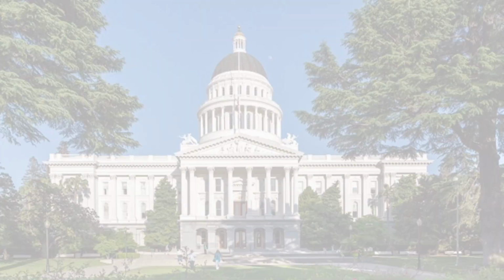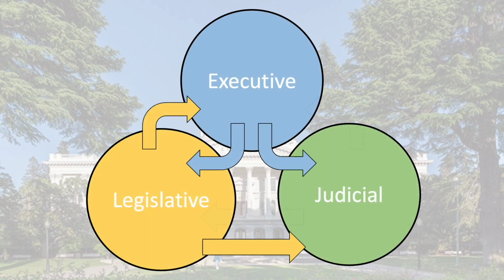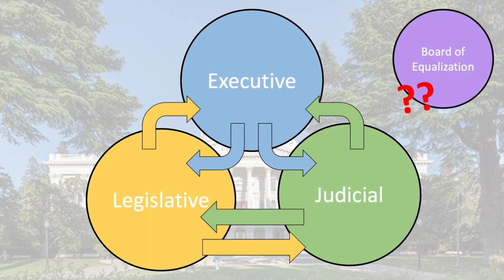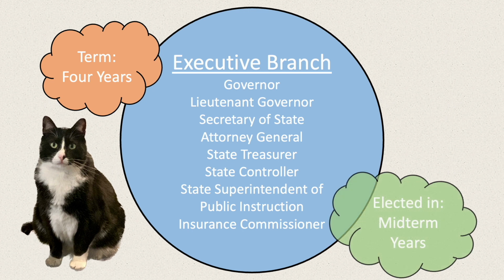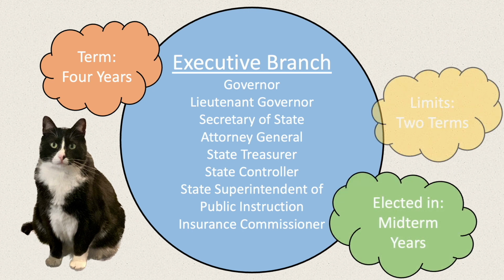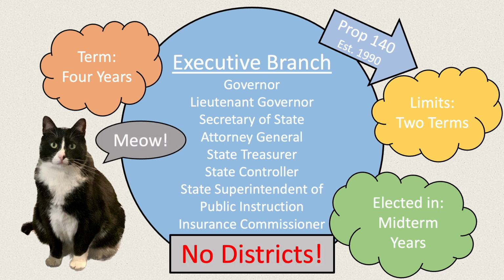California's government is patterned after the federal government in that it consists of 3 branches which work together in a system of checks and balances. I'll get to you later, Board of Equalization. Statewide, we elect 8 members of California's executive branch. These folks serve 4-year terms and are elected in midterm years. They are limited to 2 terms in office thanks to Proposition 140 in 1990. Since these positions are statewide, there are no districts.